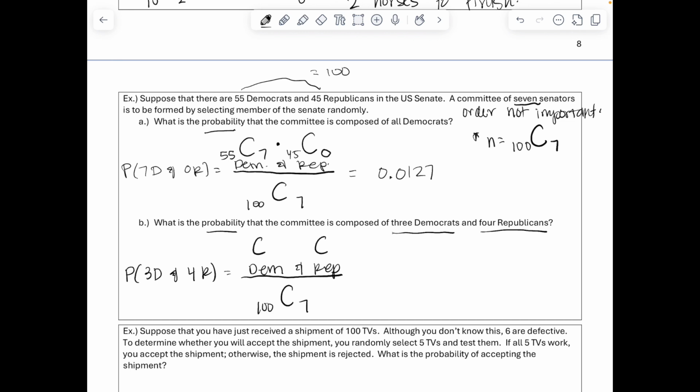The total Democrats that we have to select from is 55. That has not changed. But for this problem, we only want to select 3. Whereas Republicans, we have a total of 45, and for this one, we only want to select 4. The word and means multiply. So we need to substitute this all into our graphing calculator.